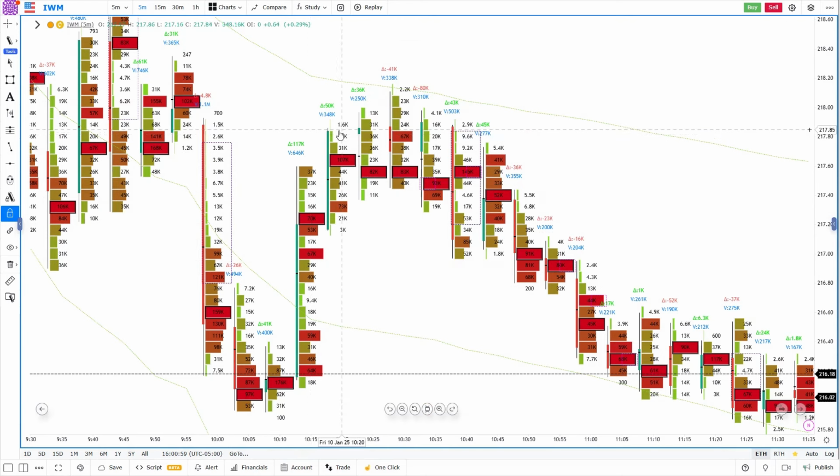The candle after, 50,000 buyers, 348,000 in volume. So not only is this a green candle, but we also see that it actually is more buyers than sellers in the candle. The next candle over, 36,000 buyers, 250,000 in volume. Green candle, a lot of wicks, right? So there's some indecision, but technically there are more buyers than sellers in that candle with the green candle.